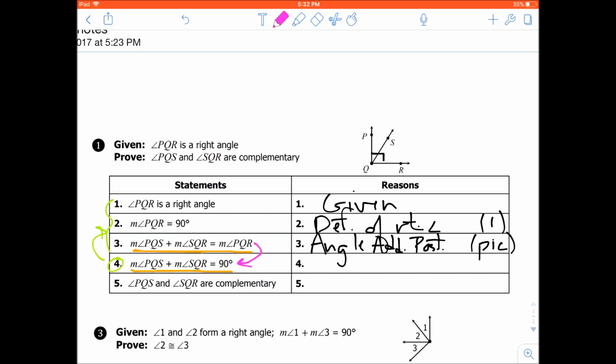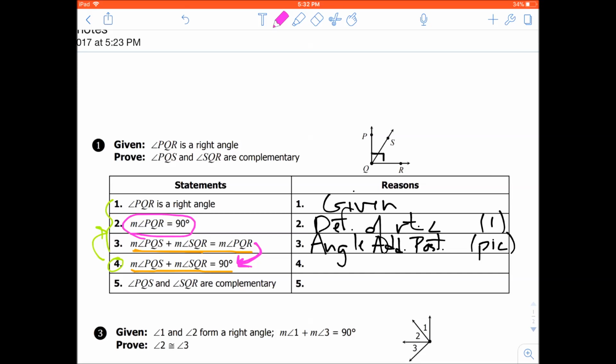Now, am I allowed to take out PQR and just put 90 degrees in its place? Oh, yes. If I look back here to step 2, I know that the measure of angle PQR is 90 degrees. So if I know those things are equal, that means that I can do a substitution. So I took the PQR out and I switched it out with 90. I'm just going over this arrow here showing that I'm doing that substitution.